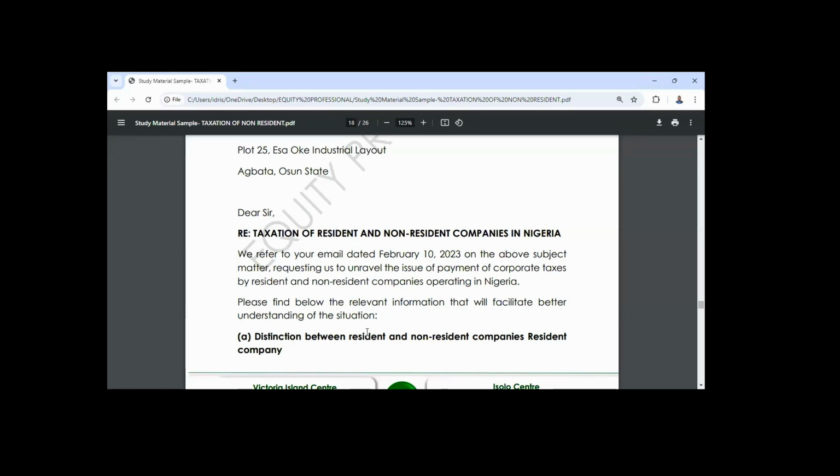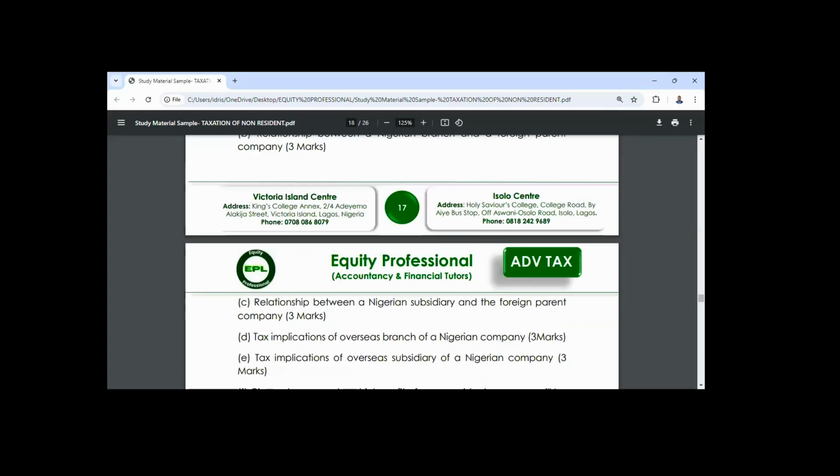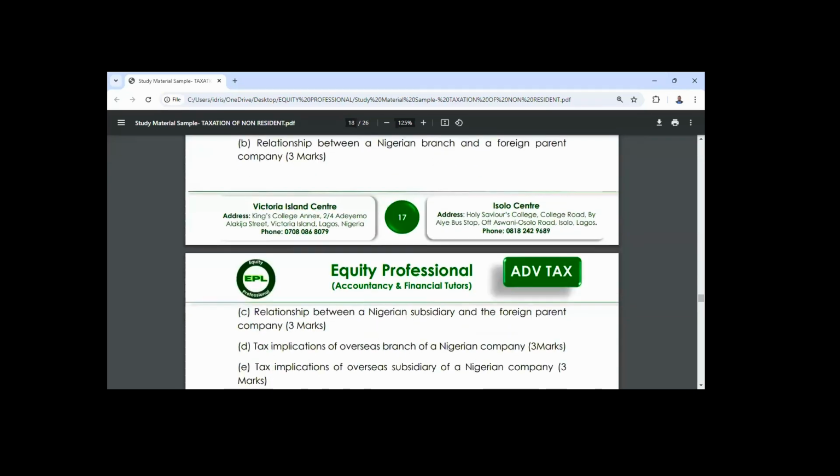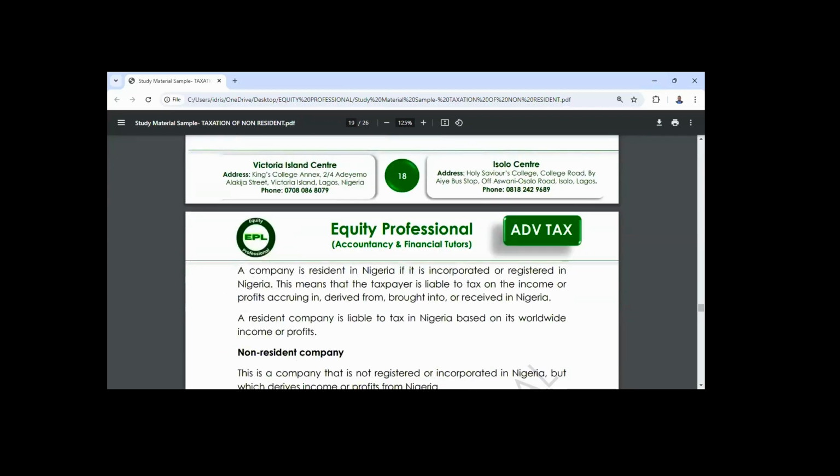A. After you write this, you can now go to the points that they ask you to address in your letter. What is the first point? To distinguish between resident company and non-resident company. What is the difference? Resident company is a company that is incorporated under the Companies and Allied Matters Act in Nigeria. Non-resident company is a company that is incorporated under the law outside Nigeria, but they have a fixed base in Nigeria.